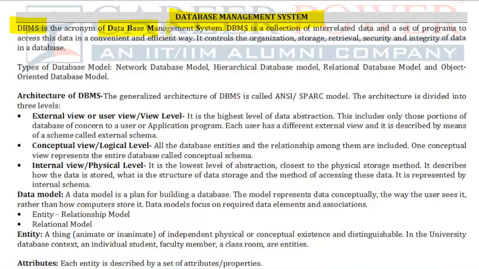DBMS is the acronym for Database Management System. You need to learn the basics of DBMS, that is, some terms that are associated with DBMS. Types of database model. There are four types of database model: network, hierarchical, relational, and object-oriented. The relational data model is the one in which we represent the database in the form of tables. Then in the architecture of DBMS, we have three kinds of views, that is external view, conceptual view and internal view.